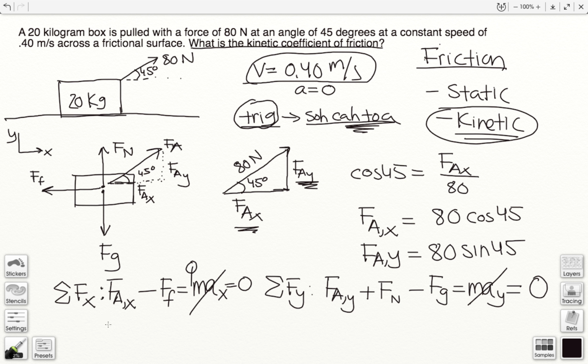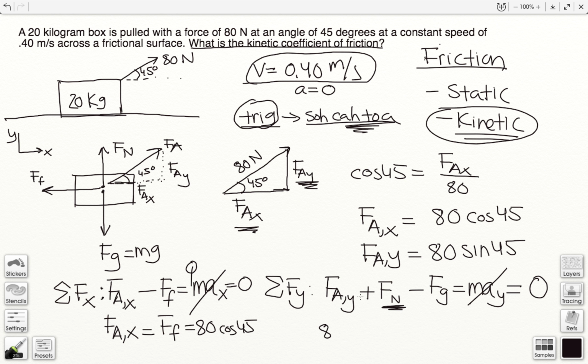So I know that my applied force in the x direction will be equal to my friction force, which is equal to 80 cosine 45. On this side, I know my gravitational force is mg. This is equal to mg, and I know the mass of my object. So on this side, I can solve for my normal force.